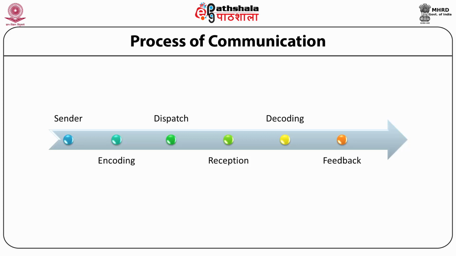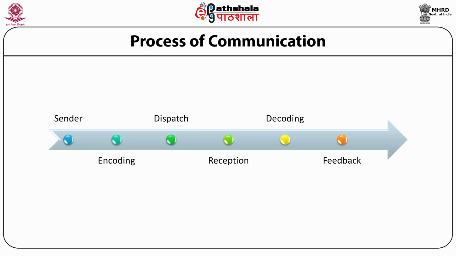Feedback. Feedback is the response which is communicated back to the sender. Feedback again includes the process of encoding, dispatch, reception, and decoding. So the receiver of the message becomes the sender and the original sender becomes the receiver. Feedback can be given by using the same signals or different signals. One cycle of communication is completed by decoding of feedback.